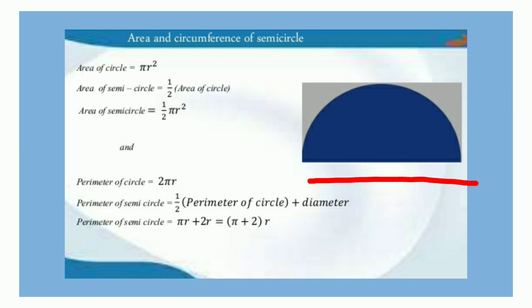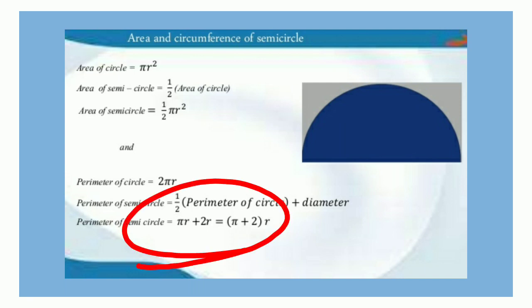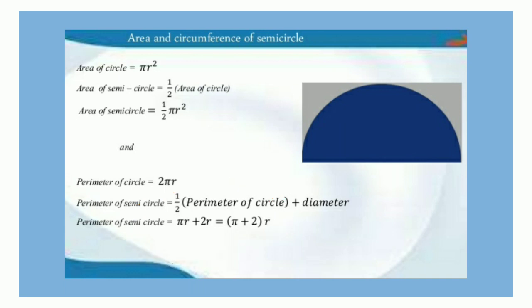This is the diameter. And how to write? Half of the perimeter of the circle means pi r. 2 pi r is the perimeter of the circle. So half of 2 pi r means pi r, plus the diameter, the double of the radius, that is 2r. So what is the perimeter or circumference of the semicircle? Pi r plus 2r.